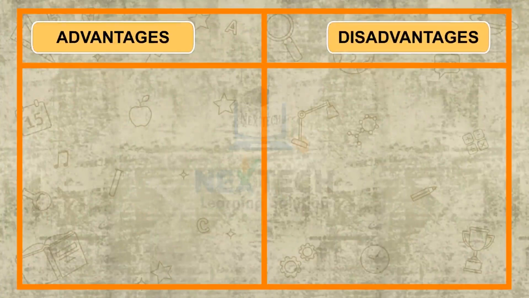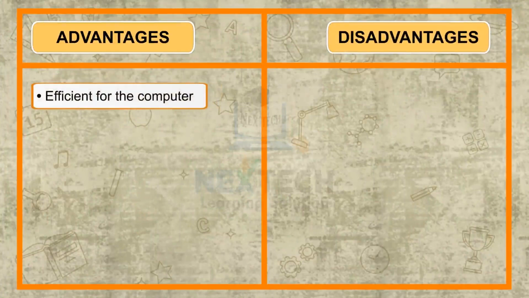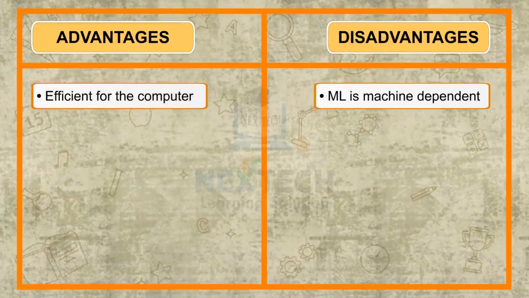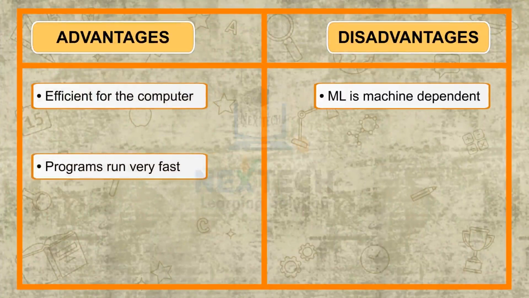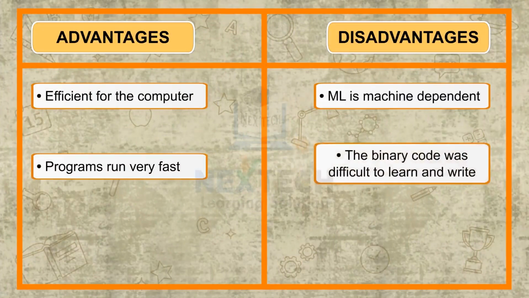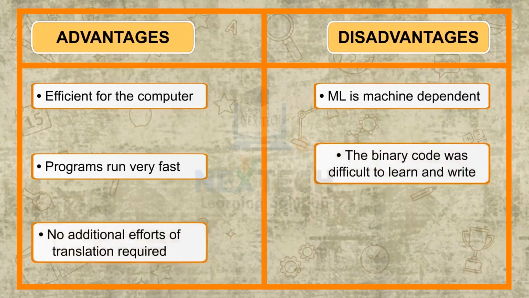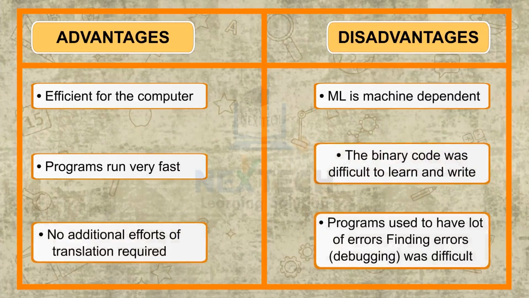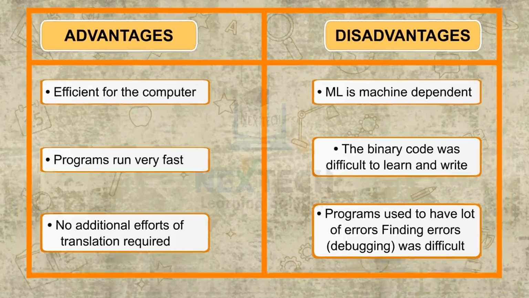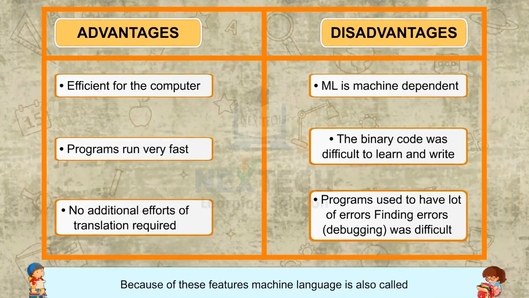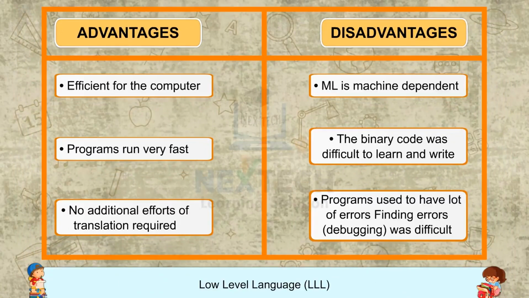Advantages, disadvantages. Efficient for the computer. ML is machine dependent. Programs run very fast. The binary code was difficult to learn and write. No additional efforts of translation required. Programs used to have a lot of errors. Finding errors or debugging was difficult. Because of these features, machine language is also called low-level language, LLL.